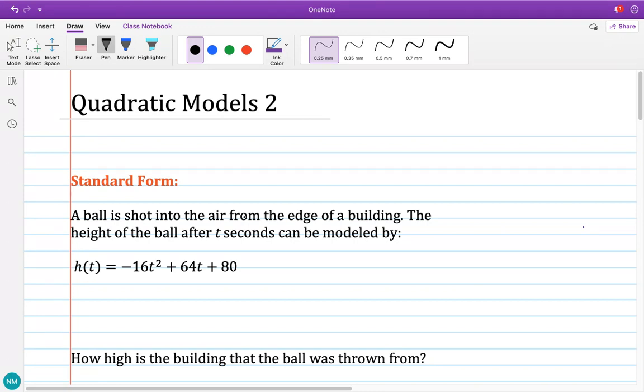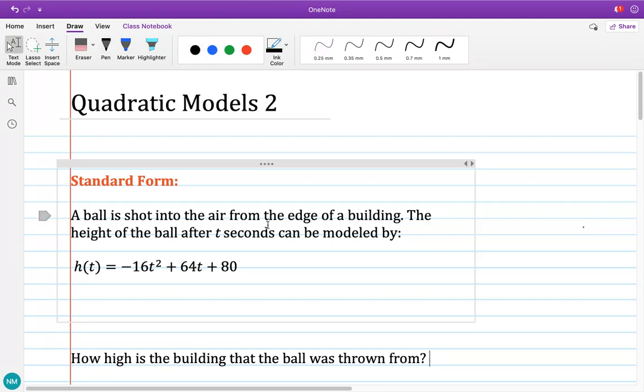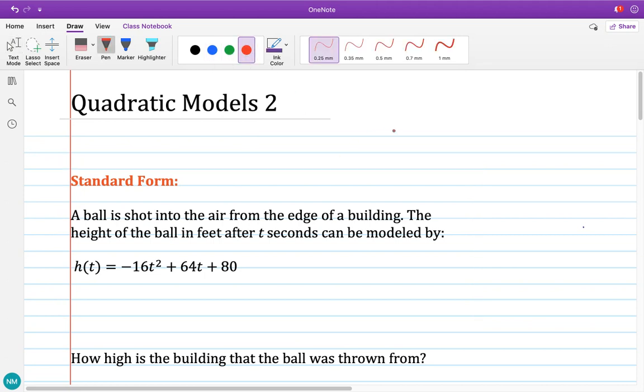So let's talk about this problem. A ball is shot into the air from the edge of a building. The height of the ball in feet after t seconds can be modeled by this function right here. So the first thing we need to do is identify our variables.